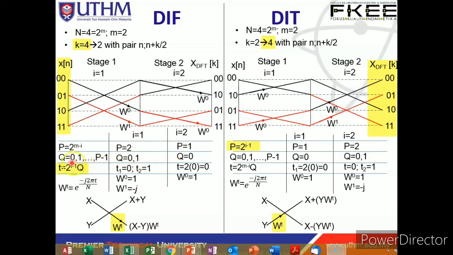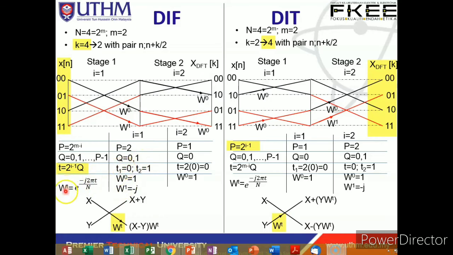Okay, next is Q. So what is the value of Q? Q is equal to the list of numbers from 0 until P minus 1. Since we have P equals 2, Q will be equal to 0, 1, not including the 2 value here. Next is T. T equals 2 to the power of I minus 1 multiplied with Q. In this case, we have I equals 1. 1 minus 1 is 0. 2 to the power of 0 is 1. So T will be equal to Q. So T1 is equal to 0, T2 is equal to 1.